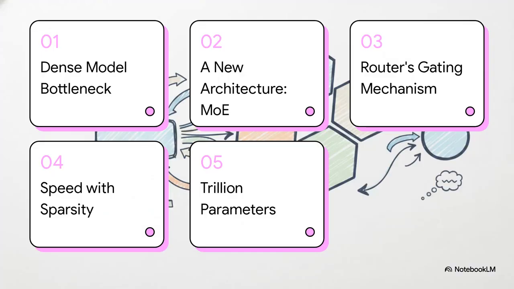Okay, here's our game plan. First, we'll tackle the problem, the dense model bottleneck. Then we'll introduce the solution, the MoE architecture. We'll get into the weeds on the router's gating mechanism, see how that unlocks massive speed through sparsity, and finally, connect it all back to how we get trillion-parameter models on real-world hardware.